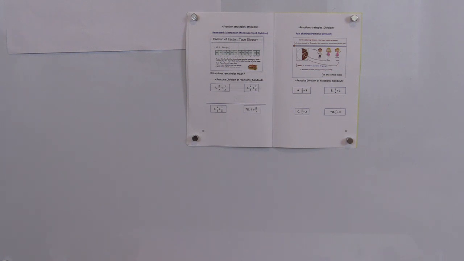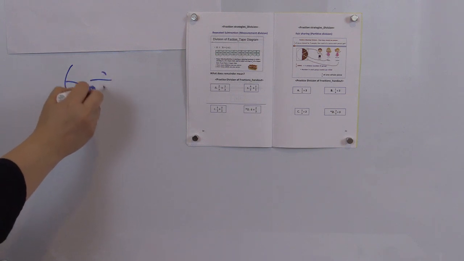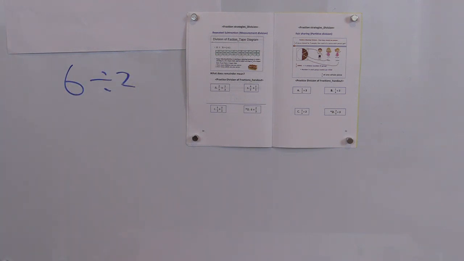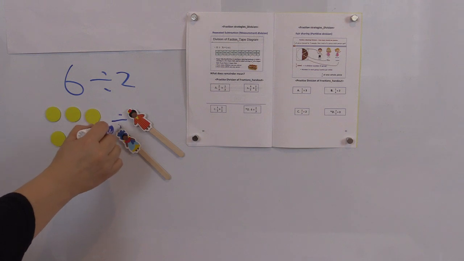For example, we have a problem 6 divided by 2. We can do it two different ways. There are two different meanings. Do you remember what they were? I have 6 cookies and I have 2 people to share. How many does each person get? That's something you can try to do.